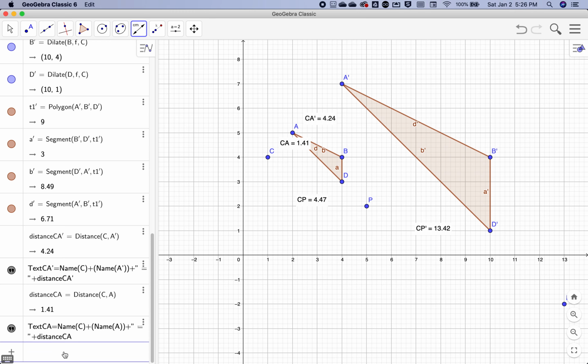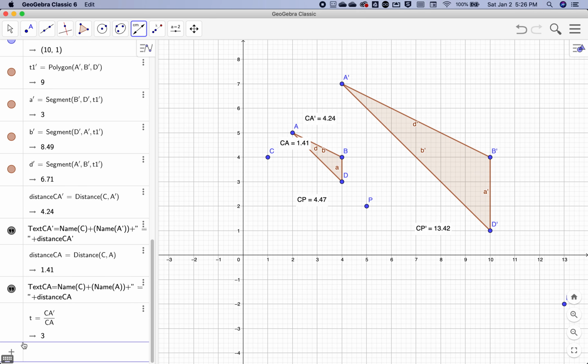Let's stick it in a calculator if you want. I'm just going to do this again here. C to A prime, CA prime divided by CA. And yes, the answer is the same. With the same scale factor, it kind of makes sense, it is 3.